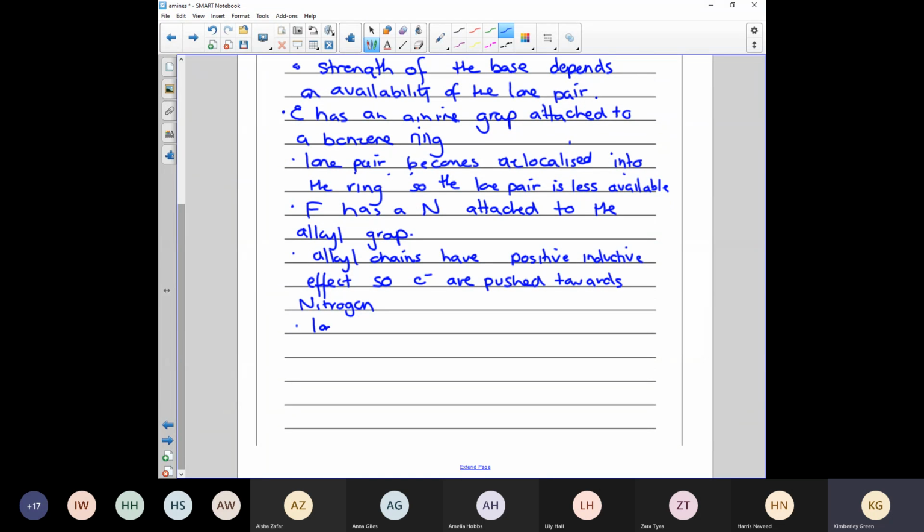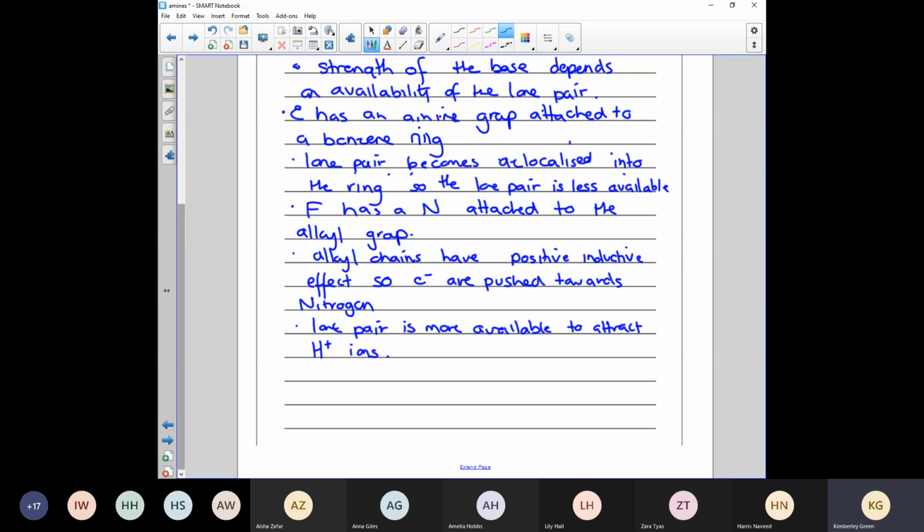So on that last bit, the lone pair is more available to attract H+ ions. So alkyl groups push electrons towards nitrogen and it forces out that lone pair a little bit, so it becomes more available for a hydrogen ion.